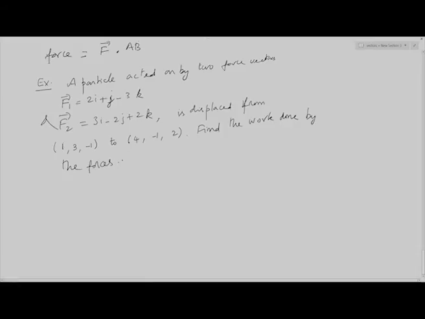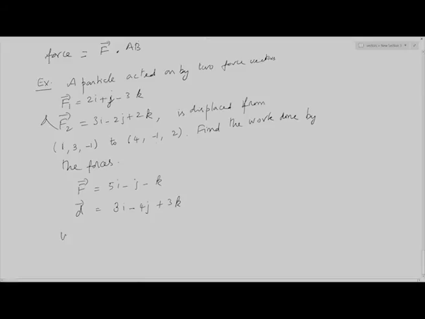So what we have to do is find the net force F, which is equal to the sum of these vectors, which is 5i minus j minus k. So this is the force vector, and the displacement vector is 4i minus i minus j, that is minus 1 minus 3, and 2 minus 1. Therefore, my D is 3i minus 4j plus 3k.